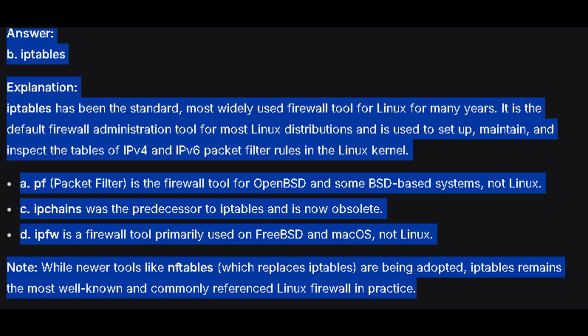A. PF, packet filter, is the firewall tool for OpenBSD and some BSD-based systems, not Linux. C. ipchains was the predecessor to iptables and is now obsolete. D. IPFW is a firewall tool primarily used on FreeBSD and macOS, not Linux. Note, while newer tools like nftables, which replaces iptables, are being adopted, iptables remains the most well-known and commonly referenced Linux firewall in practice.